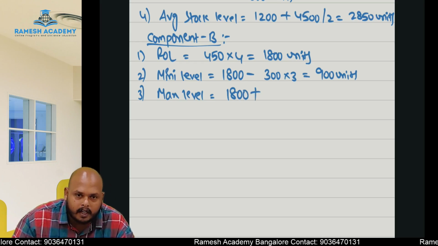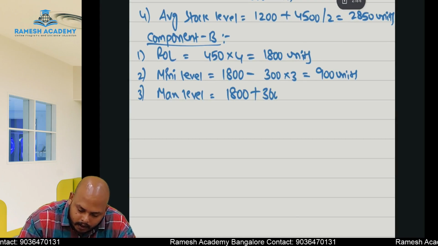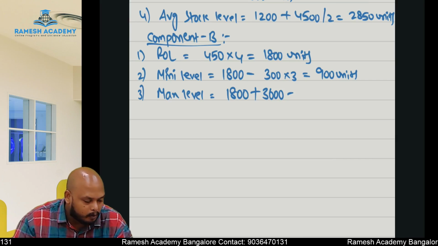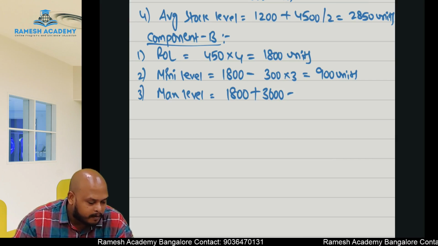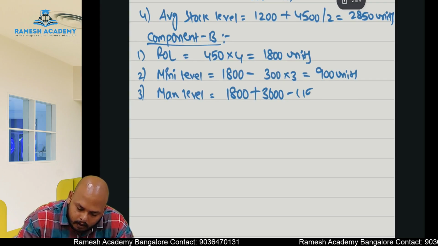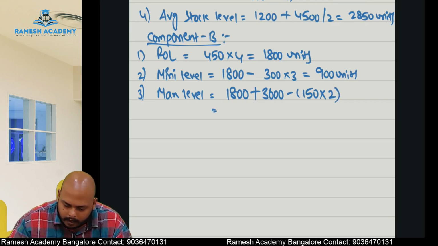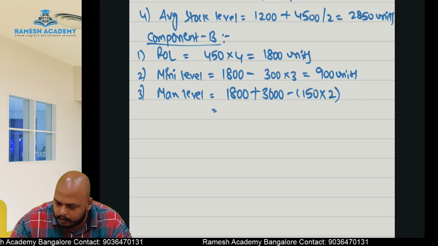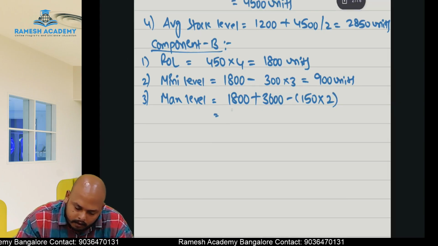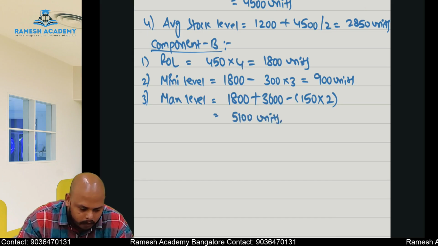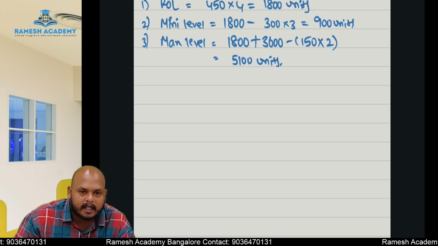What is the reorder quantity they gave? 3600, minus what is the formula for maximum? Minimum consumption into minimum lead time. What is the minimum consumption they gave? 150, into what is the minimum lead time they gave? 2. 1800 plus 3600 minus 300. So that is nothing but how much, Nana? 5100 units. That is the maximum level, Nana.